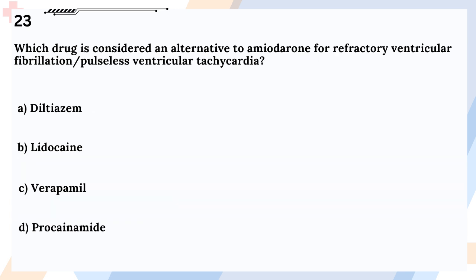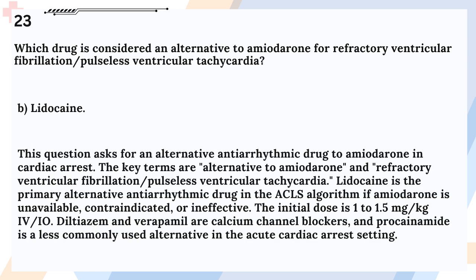Question 23. Which drug is considered an alternative to amiodarone for refractory ventricular fibrillation/pulseless ventricular tachycardia? A. Diltiazem. B. Lidocaine. C. Verapamil. D. Procainamide. Answer: B. Lidocaine. This question asks for an alternative antiarrhythmic drug to amiodarone in cardiac arrest.